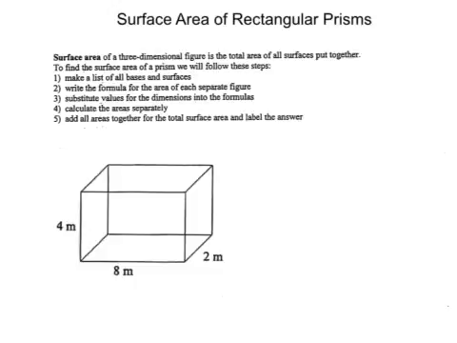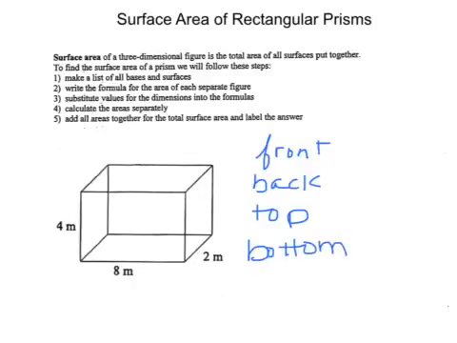Step 1 is to make a list of all the bases and faces. Step 2 is to write a formula for each of the separate ones. Let's go ahead and do that together. So for a rectangular prism, all the sides are going to be either squares or rectangles, and that does make it a little bit easier. And how we like to label them is where they are. For example, we will have a front rectangle, a back rectangle, a top rectangle, a bottom rectangle, a left rectangle, and a right rectangle. That's kind of step 1.